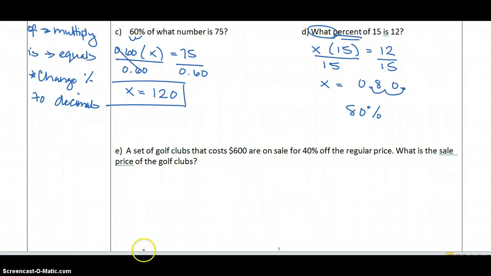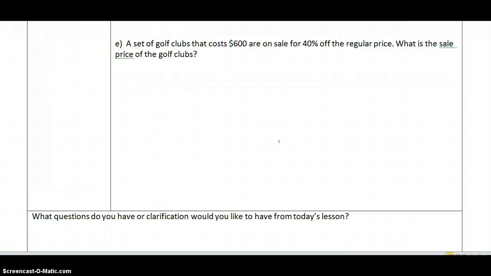Okay, one more to go. And it's a wonderful word problem because I know you love it. A set of golf clubs costs $600, but they're on sale for 40% off the regular price. Love a sale. What is the sale price of the golf clubs? So if they're $600, we need to first find out what is my discount. So what's 40% of 600? Because that's going to tell me what my discount is.